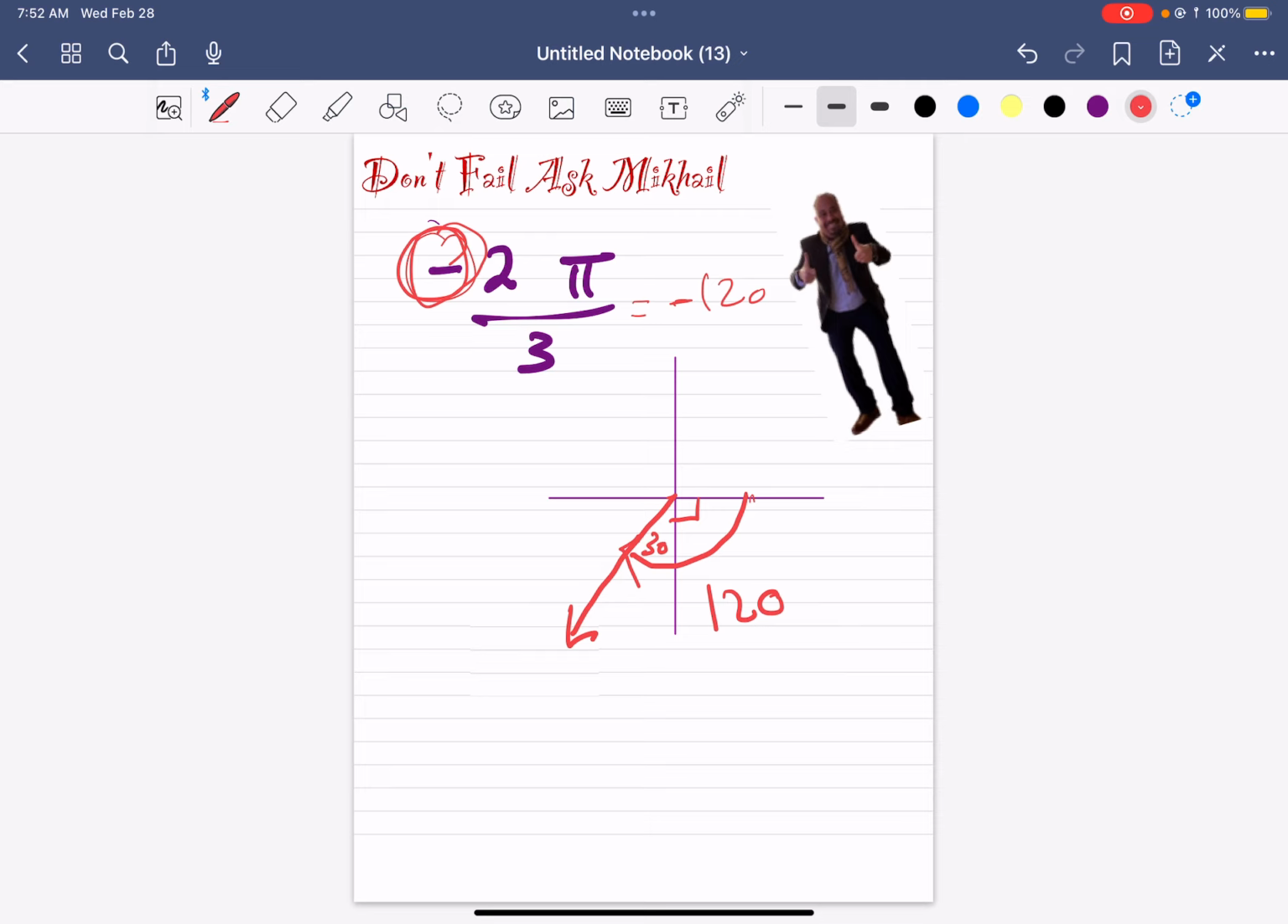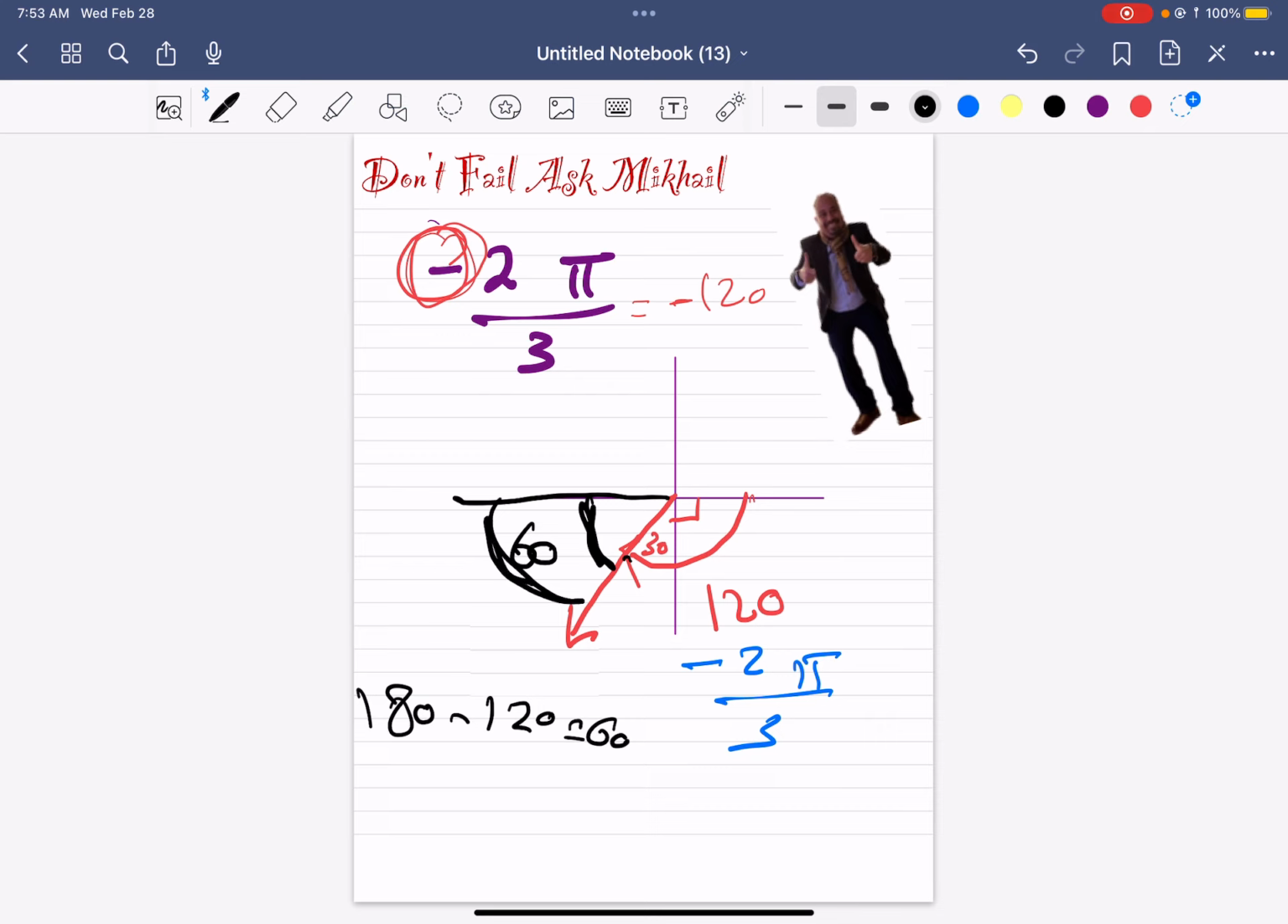Now, again, I'm looking for the reference angle 120, which is equivalent to negative 2 pi over 3. So I'm going to use which one? This is my reference angle, which is 60, because that's 120 and that's 180. 180 minus 120 gives you 60 degrees.